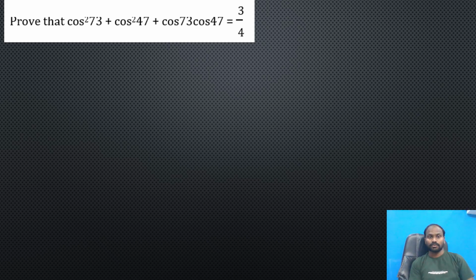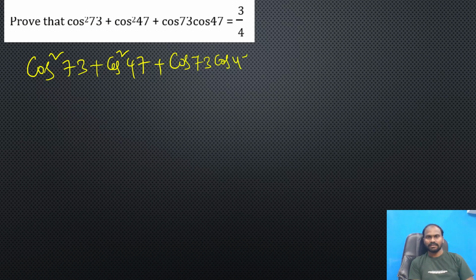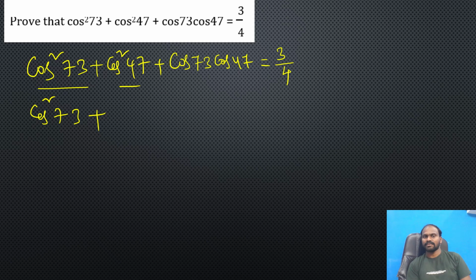So what they have given here: cos square 73 plus cos square 47 plus cos 73 cos 47 is equal to 3 by 4. Now here, we don't have any formula for cos square A plus cos square B, but we have a formula for cos square A minus sin square B or cos square B minus sin square A. So I will try to write one of them in terms of sin. So cos square 73 plus cos square 47, cos square theta I will write as 1 minus sin square theta.